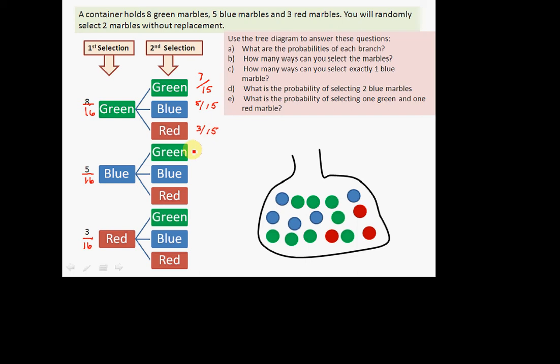Now we'll go down here. In this one, if the first selection was a blue, then we still have all our green marbles, so that will be 8 out of 15. We've already selected a blue, so we only have 4 left, so it'll be 4 out of 15. We still have all our reds, 3 out of 15. And come down here, 8 out of, oops, I'm messing up. This is 15, not 5. Sorry about that.